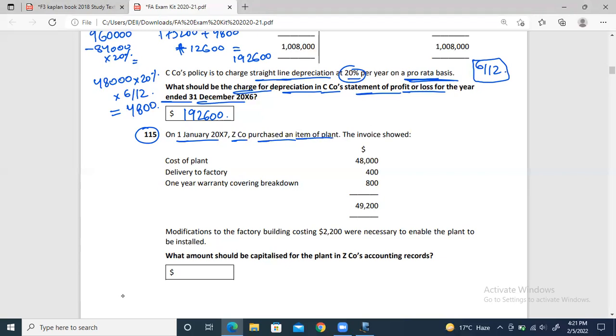So again, you remember the two things that we studied. First was any kind of cost incurred on an asset in bringing it to its present location, right? Any kind of delivery, anything. And second was any kind of cost bringing it to its working condition, right? So 48,000 is the purchase cost. We'll include this. Right now, delivery to factory. Yes, this is also included because this answers the first question, which was basically any kind of cost incurred in bringing it to its present location.